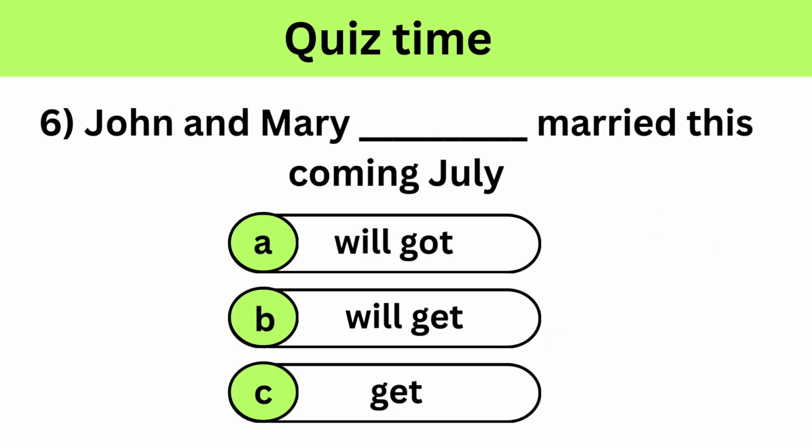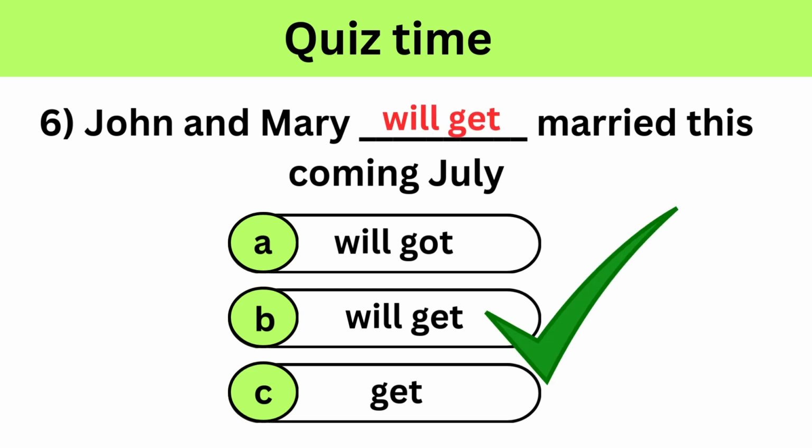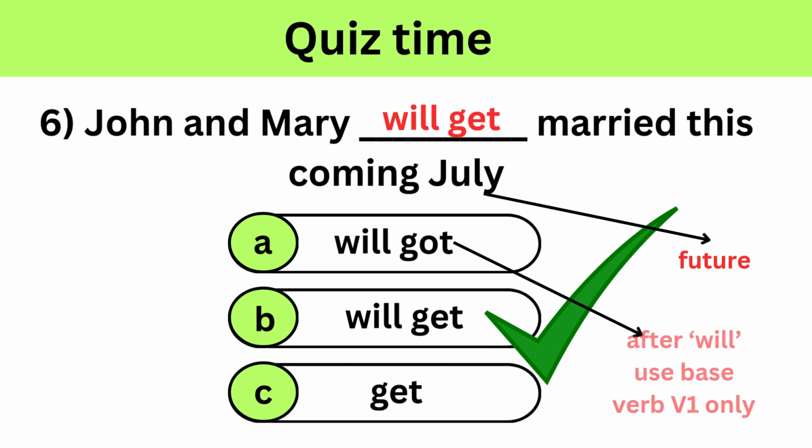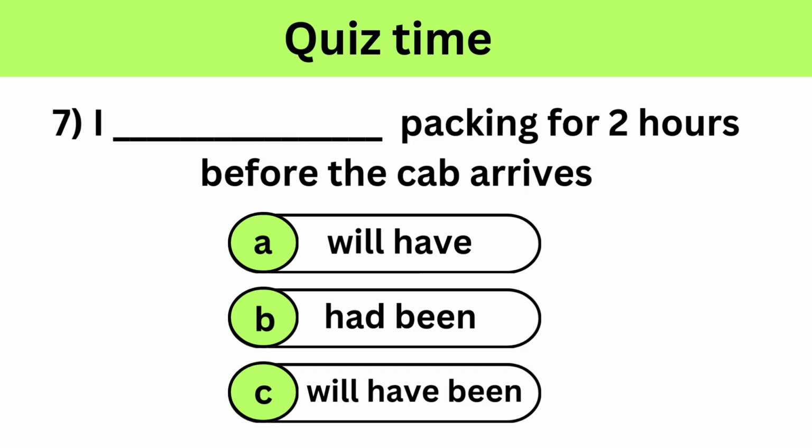Question number 6. John and Mary dash married this coming July. Option B: will get. John and Mary will get married this coming July. Here we use "will get" to represent the future tense because the marriage is going to happen in July, which is in the future. We cannot use "will got" because after "will" we always use the base form of the verb.